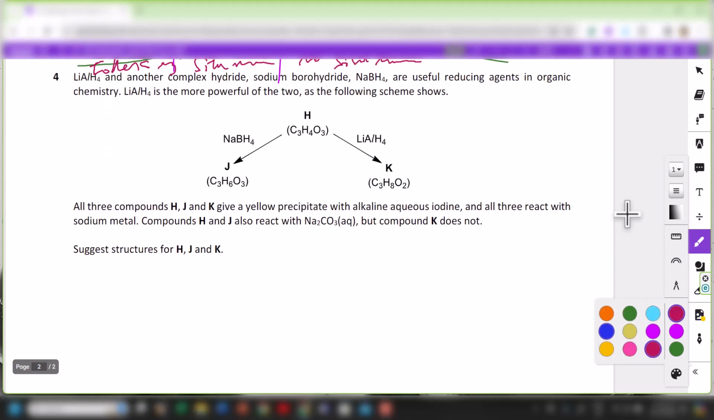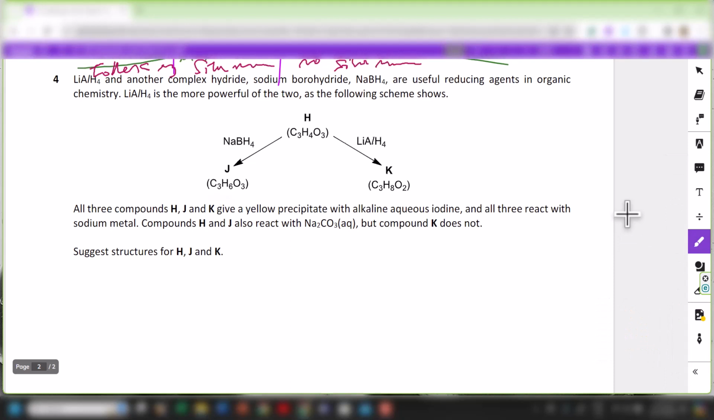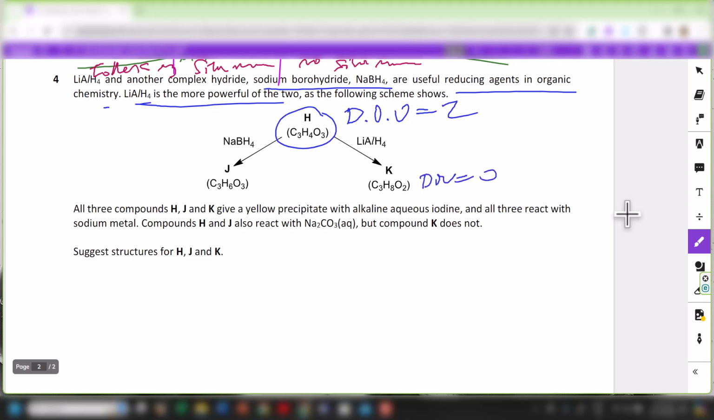Question 4 is a little bit interesting. Lithium aluminum hydride and another complex hydride, sodium borohydride, are useful reducing agents. Lithium aluminum hydride is more powerful. If you look at H, you can try to calculate the degree of unsaturation. 2n plus 2, so it's minus 4, divided by 2. So the degree of unsaturation is 2. K will be 0, and J will be 1.